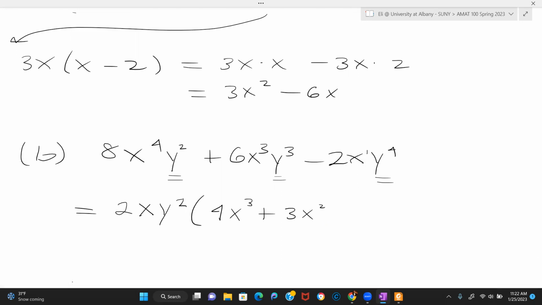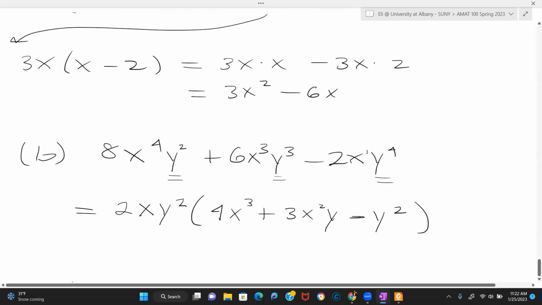So that means we have an x squared left behind. And then we factor out a y squared from the y cubed, so that just leaves us with y. And finally, for the last term, we factor out 2 from the 2, so that just leaves us with 1. We factor an x from this x, so that leaves us with just 1. And we factor out a y squared from the y to the fourth, so that just leaves us with y squared. And again, you can distribute this through to here, and you'll see that you do in fact get the right answer.